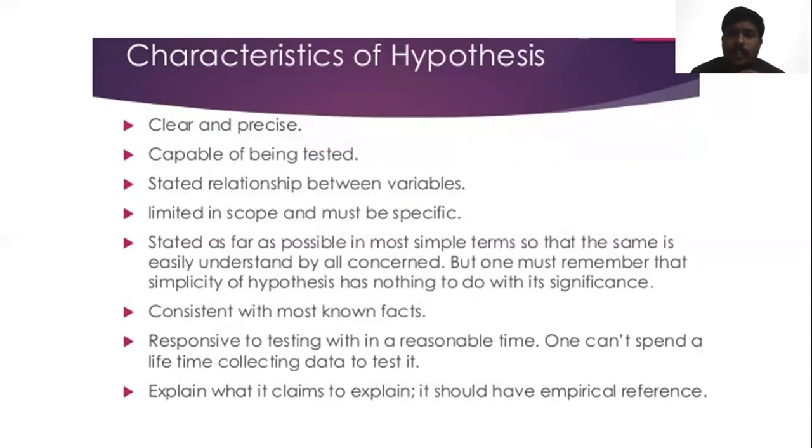So when choosing the hypothesis, you have to take these tips for consideration. First, it should be clear and precise. It should be very short and easily understandable. Second, capable of being tested. Third, state the relationship between the variables. If you are taking a particular hypothesis, there should be a variable that can be tested. It should be limited in scope and specific. It should be consistent, it should be responsive, and it should have the empirical reference.